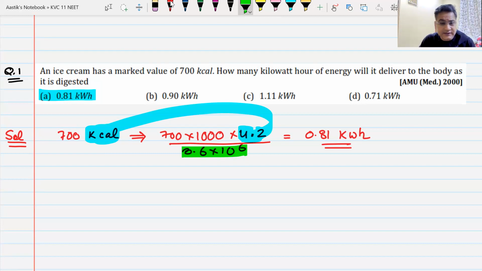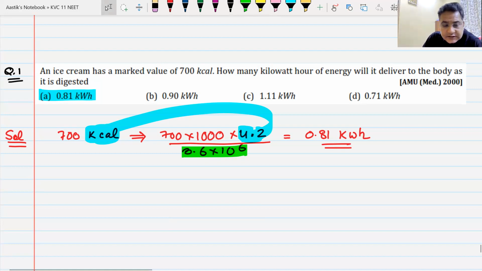We understand this, everyone? It's just converting from one unit to the other unit. Shall we move ahead? Yes? Have you noted it down, everyone?